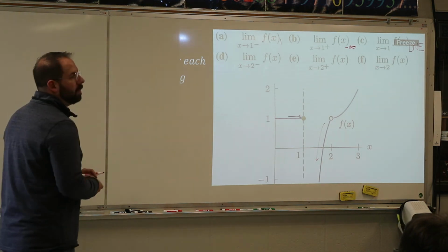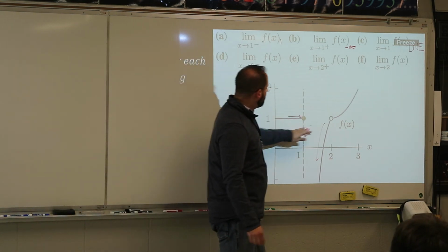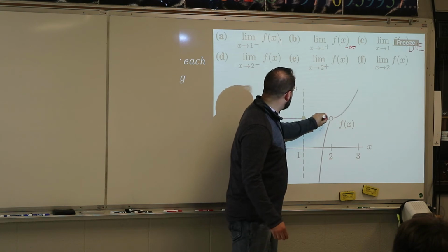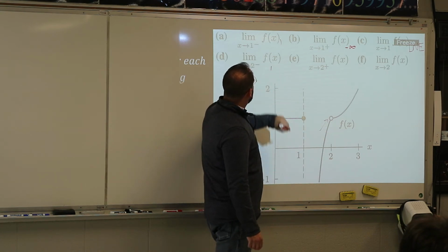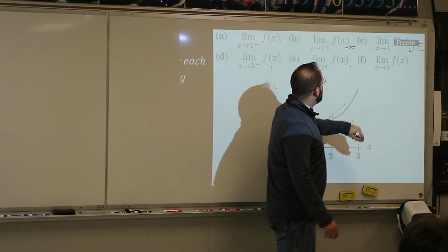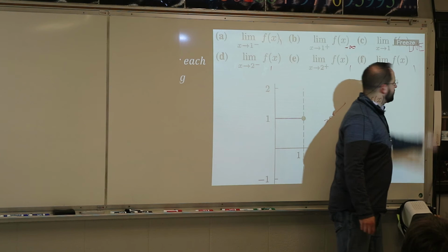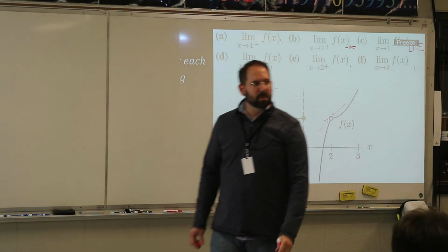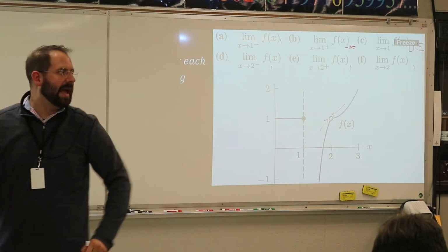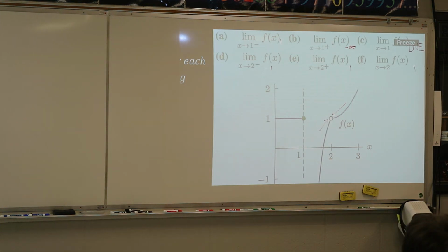Next one, as I approach 2 from the left side, it is going towards 1. As I approach 2 from the right side, it is going towards 1. The limit itself, as you approach from the right and the left, is still 1. It's an open circle, it's still approaching the same number.